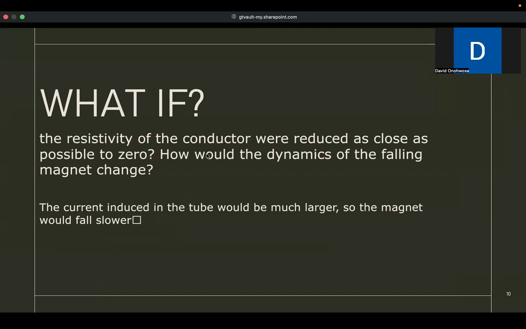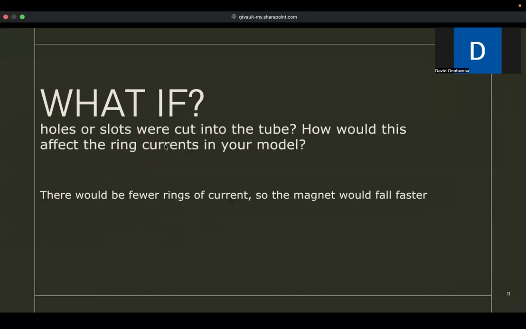What if the resistivity of the conductor were reduced as close as possible to zero? So the current induced in the tube would be much larger, causing the magnet to fall slower. Oh no, that's not a period. What if there were holes or slots cut into the tube? There would be fewer complete rings of current, so the magnet would end up falling faster.